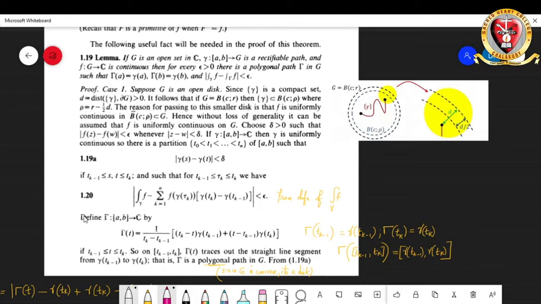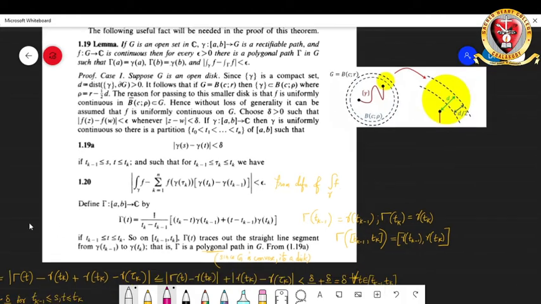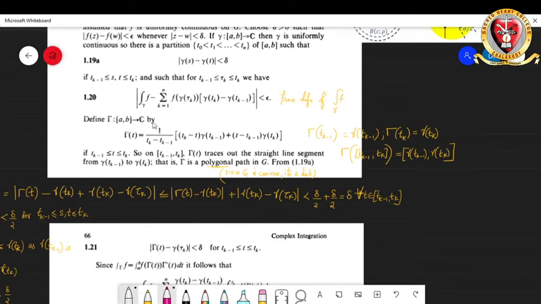Okay. Now define a new function, capital gamma, from the closed interval [a, b] to C such that capital gamma of t is equal to 1 by (tk minus tk minus 1) into [(tk minus t) gamma of tk minus 1 plus (t minus tk minus 1) into gamma of tk]. Just substitute tk minus 1 instead of t: capital gamma of tk minus 1 you get to be small gamma of tk minus 1. Similarly, capital gamma of tk you get to be small gamma of tk, substituting it in this. Okay.